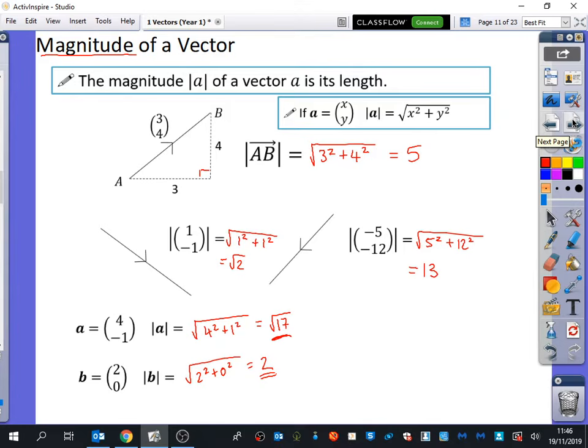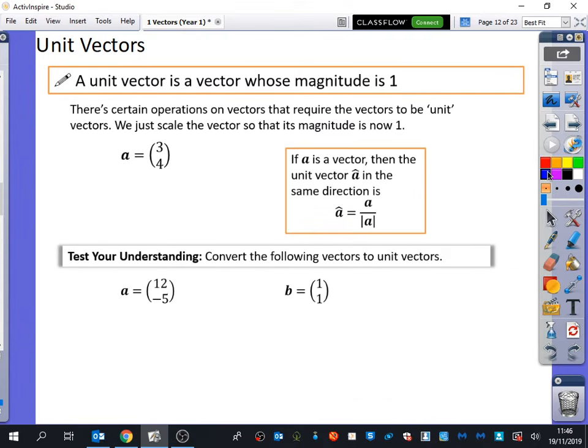So magnitude of a vector, very similar to what we've looked at before. We're going to now extend this a bit further to the idea of a unit vector. It says a unit vector is a vector whose magnitude is 1. Let's just break down what that's saying there. We've talked about this before, but it's a vector whose magnitude is 1, whose length is 1.